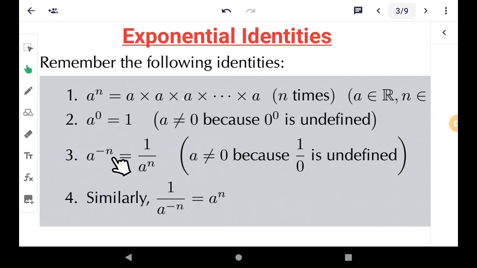Also, if you have an exponent or a power with a negative exponent, that can be made positive by turning it into 1 over a to the power of positive n, for example, when you started with a to the power of negative n. Similarly, if you have 1 over a to the power of negative n, you can simply take this to the top and it becomes a positive. So that is a to the power of positive n in this case.